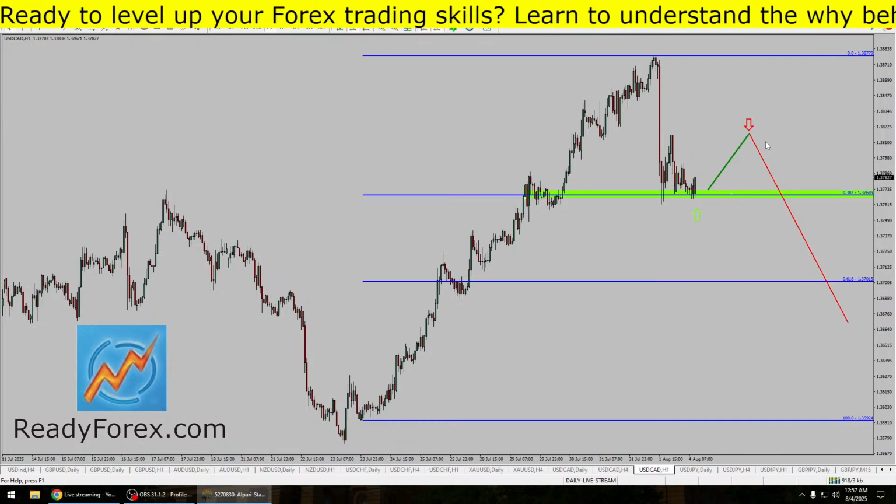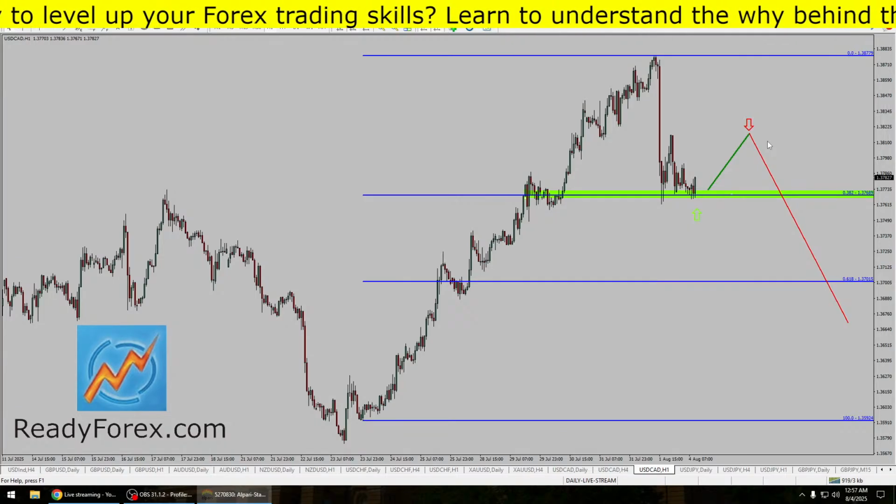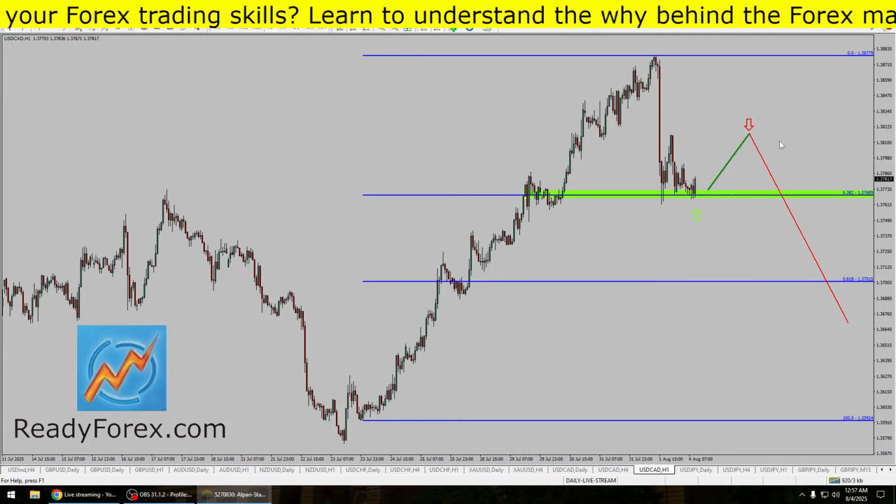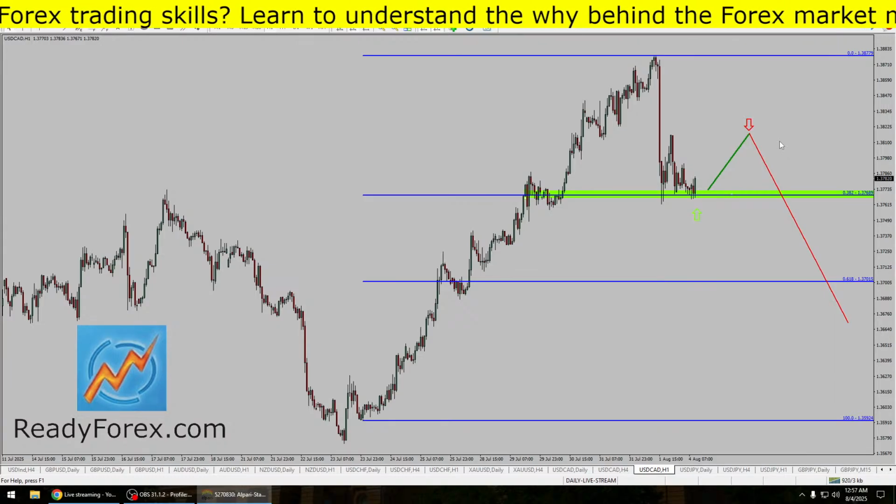Use your own day trading strategies and look for a sell trade setup inside the USD versus Canadian dollar currency pair.